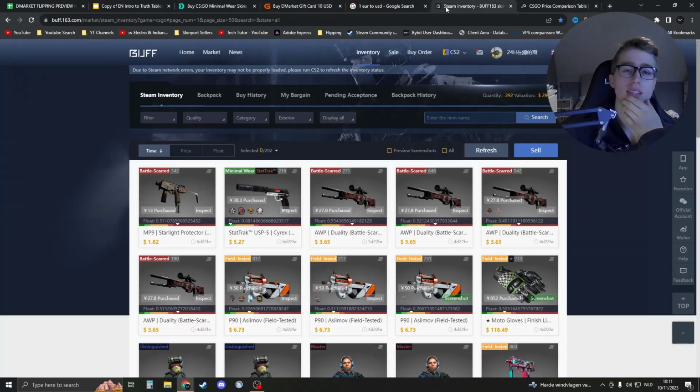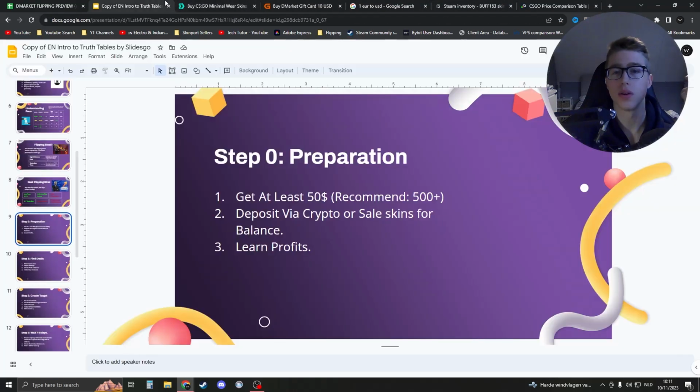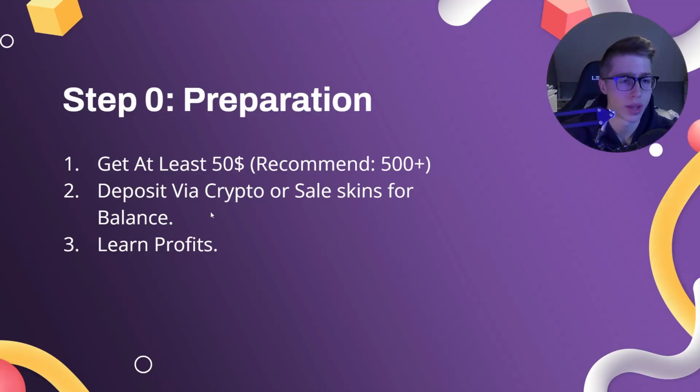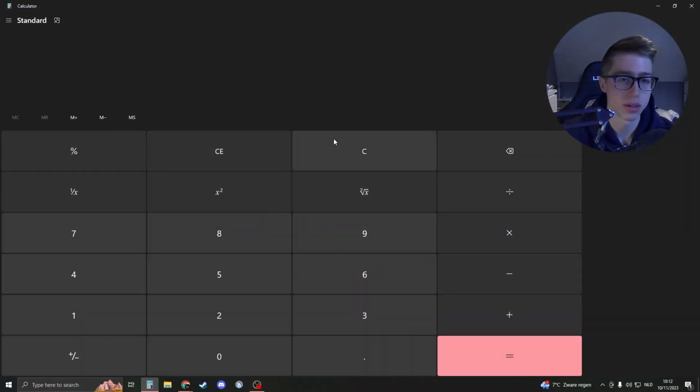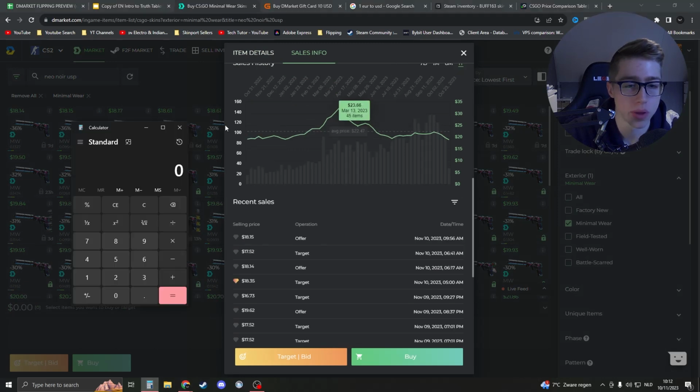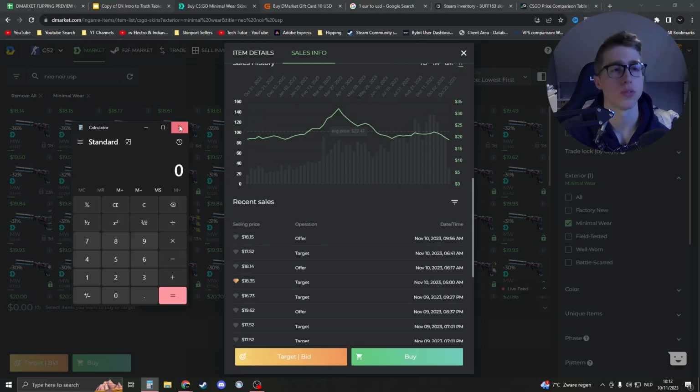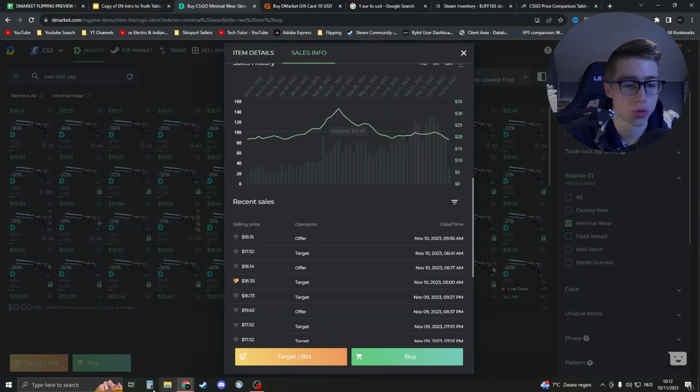Like in the end, you're gonna make back the money. So it's just for the preparation. Okay, and the last part is learn profit. So what it basically means is know when you profit. Get out your calculator, know how much profit you're gonna make, know percentages. Percentages is very important. So how would you go about doing this?